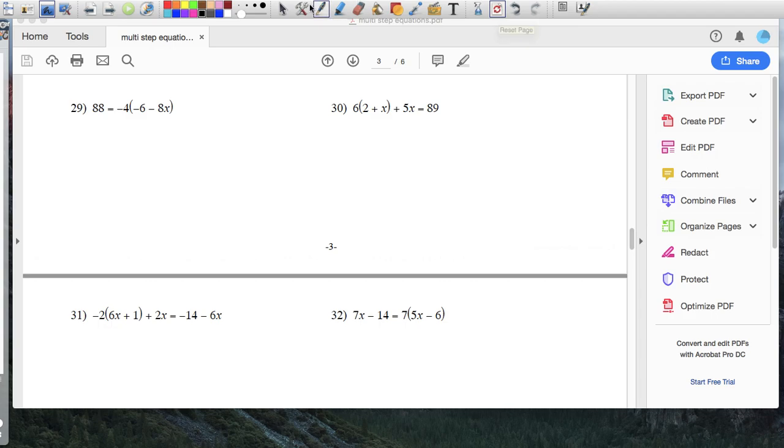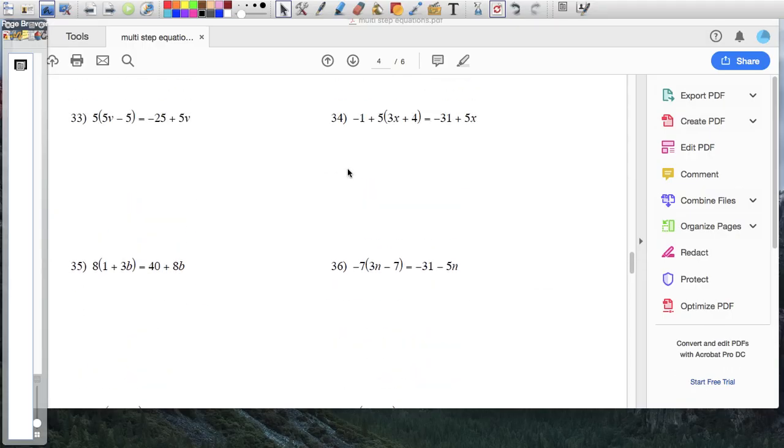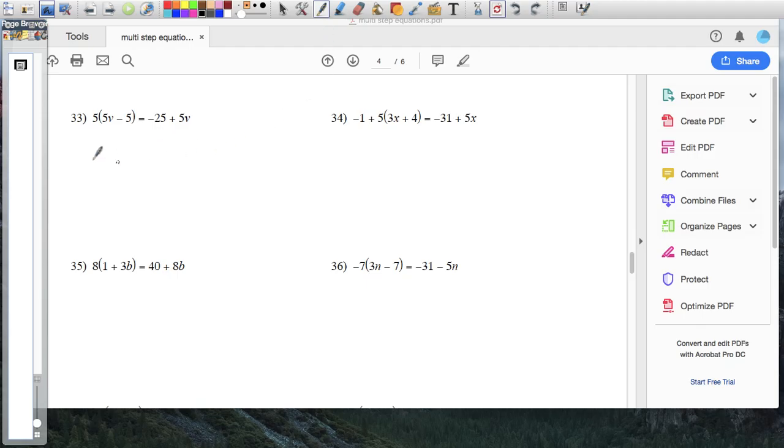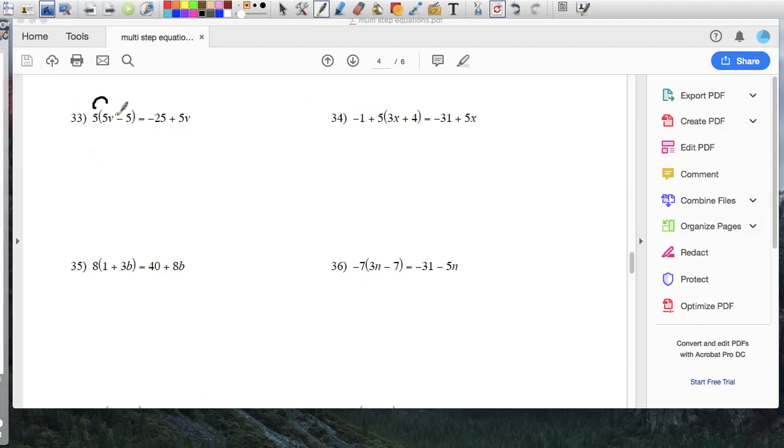33. Multiply. So 5 times 5 is 25v minus 5 times 5 is 25.